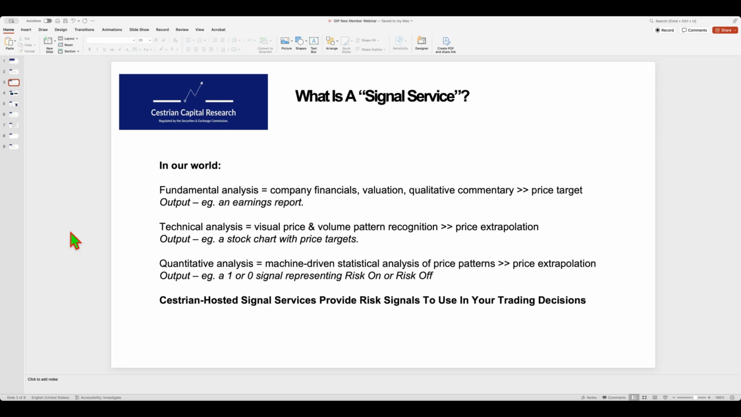The machine also doesn't know about geometric representations of price patterns. It doesn't look at stock charts in the way that a human does. The machine just looks at statistical analysis of, for instance, price patterns, perhaps volume patterns, perhaps other patterns, but just raw data, raw statistical analysis. And it uses the analysis, again, for price extrapolation.